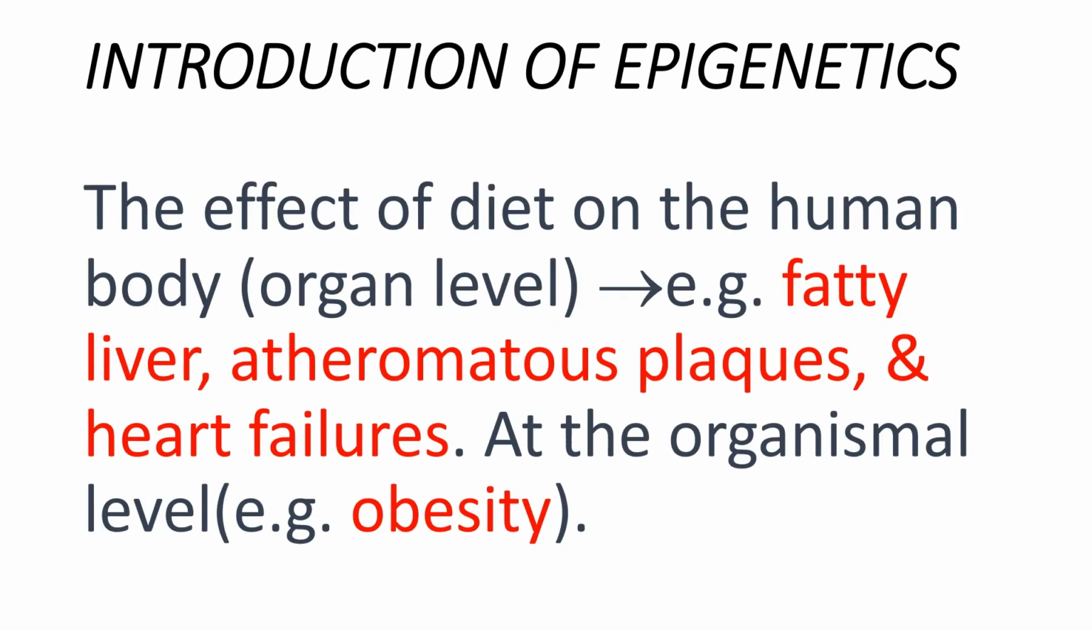Traditionally, the effect of diet on the human body has been examined through the detection of physiological alterations occurring at the organ level, such as the development of fatty liver, atheromatous plaques, and heart failures. Additional observations have also been made at the organismal level with a focus on conditions like obesity.